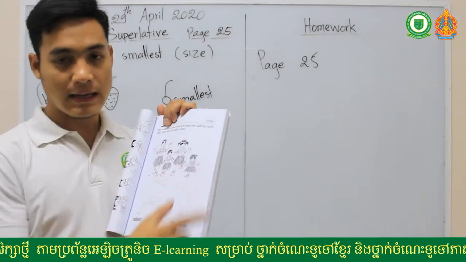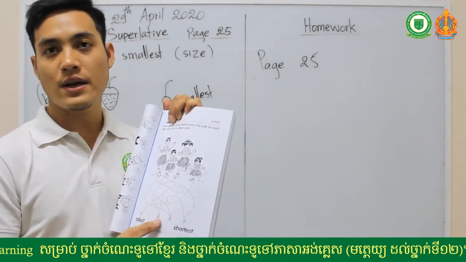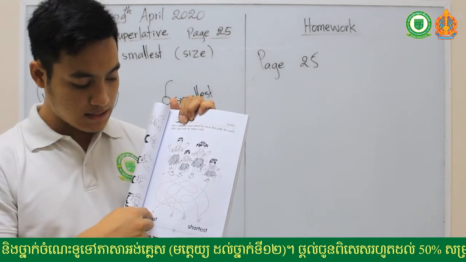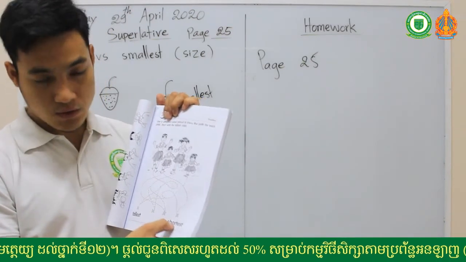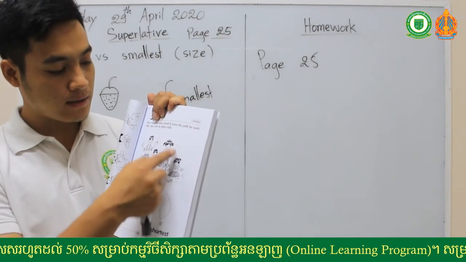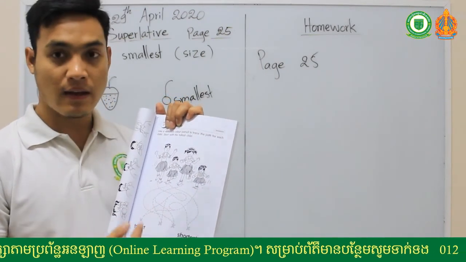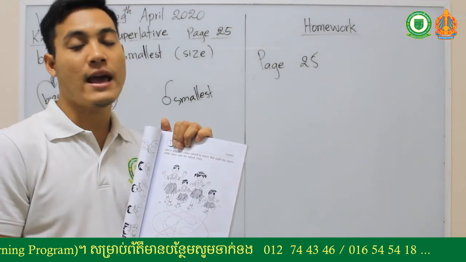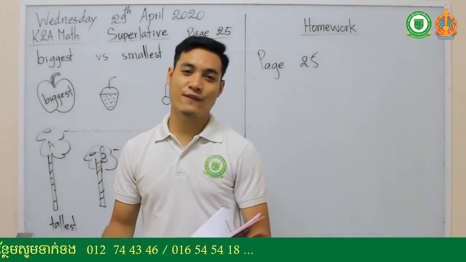Over here they give the words tallest and shortest and many different lines. What you have to do is match or trace the line from the word tallest to the tallest person. Then you go to the word shortest and trace the line from the word shortest to match the shortest one right here. So this is what you have to do, tracing from the words tallest and shortest to the tallest one and the shortest one. That's it for your homework, and that's all for the lesson for K2A Maths.